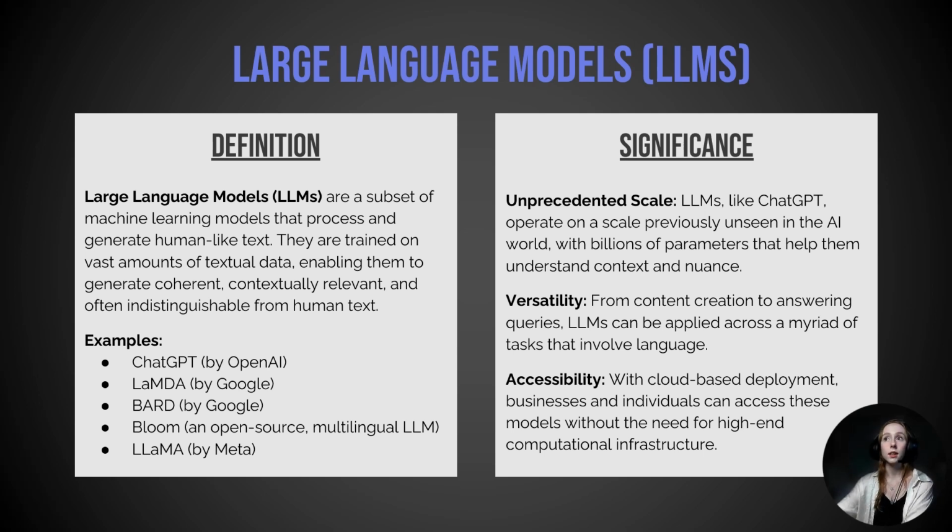So LLMs like ChatGPT operate on a scale previously unseen in the AI world, with billions of parameters that help them understand context and nuance.